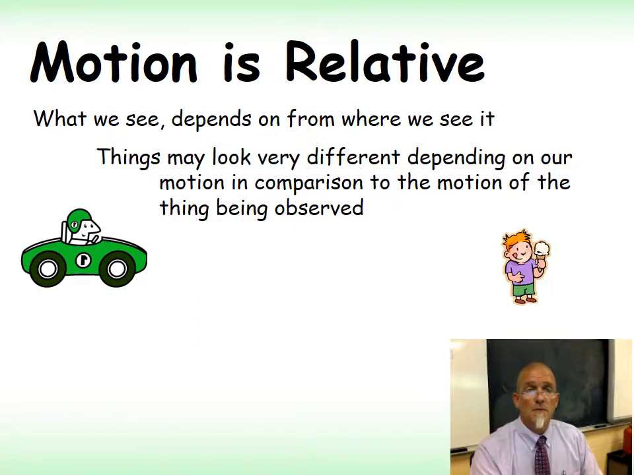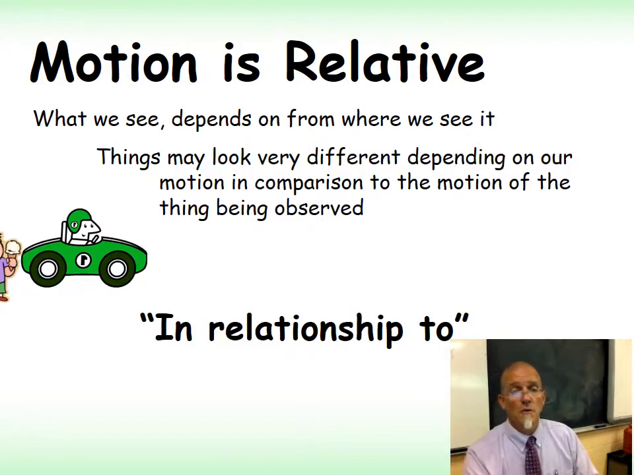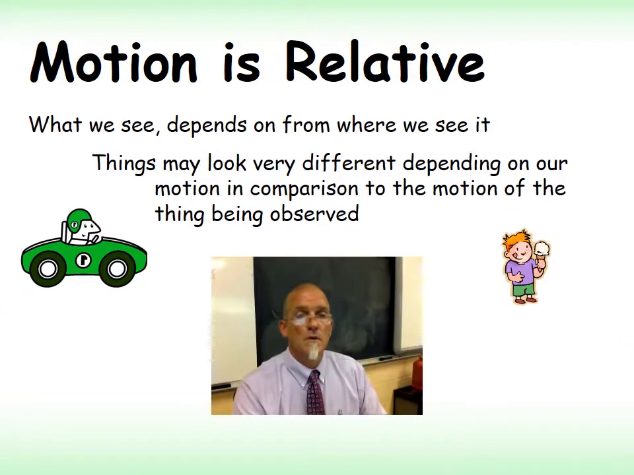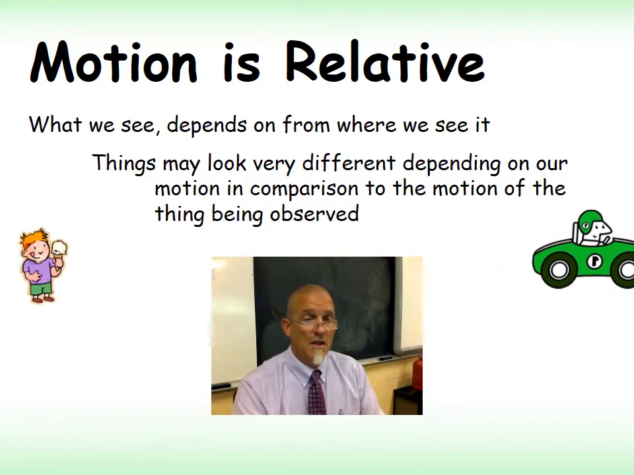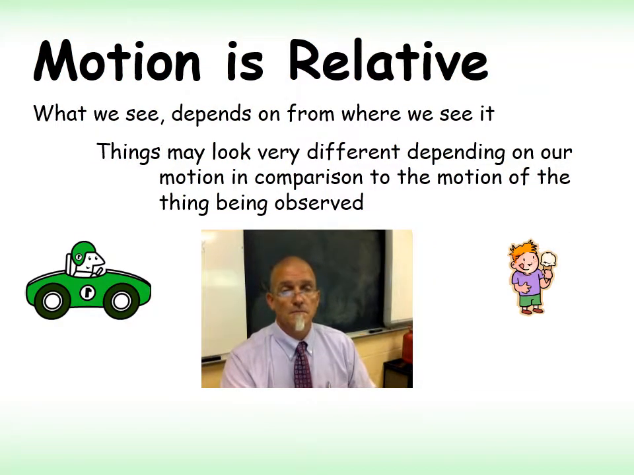At the same time, we might observe the same motion and we might say that the boy moves towards the car. Well, which is it? Does the boy move towards the car or the car towards the boy? Well, both are correct, because what we're talking about is in relationship to. How do they move in relationship to each other? Or, to complicate things even more, we might say that they both move, which again could also be true in relationship or relative to each other.